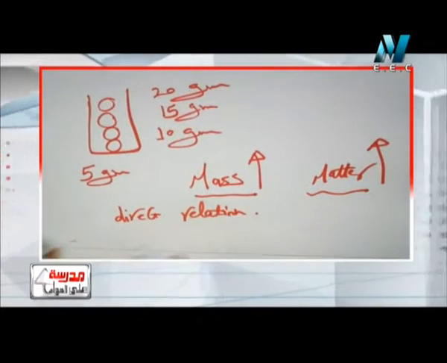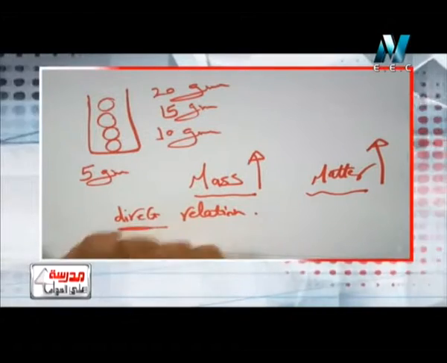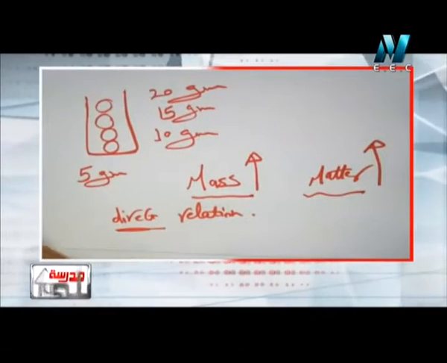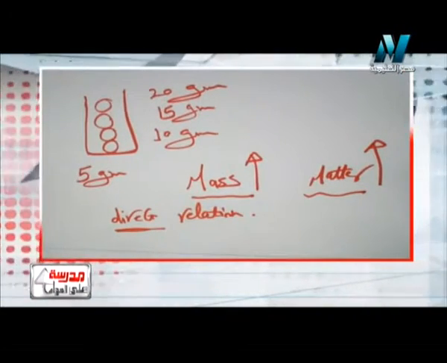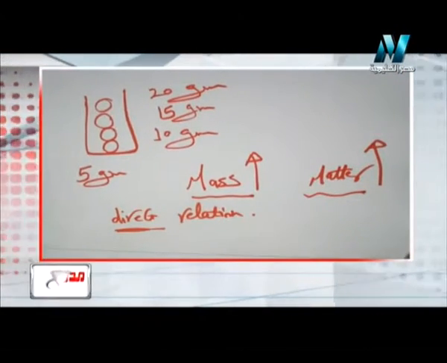One increases, the other increases too. So we can say that the relation between mass and matter is a direct relation, or directly proportional. So again, the first property of mass is that mass increases when the amount of matter increases, and vice versa. So we can say mass decreases when the amount of matter decreases. Increase, increase, decrease, decrease.